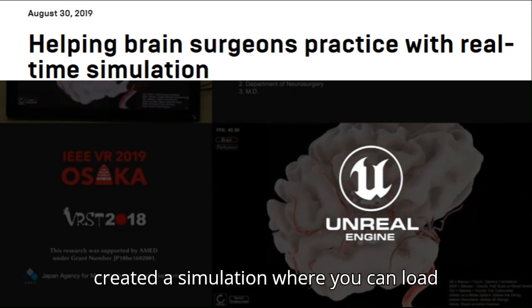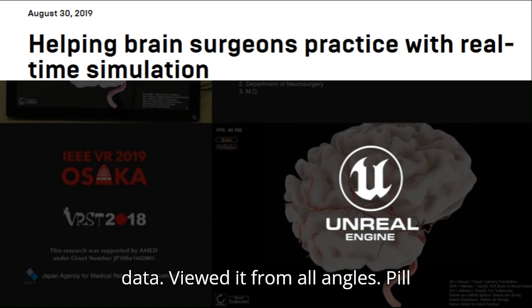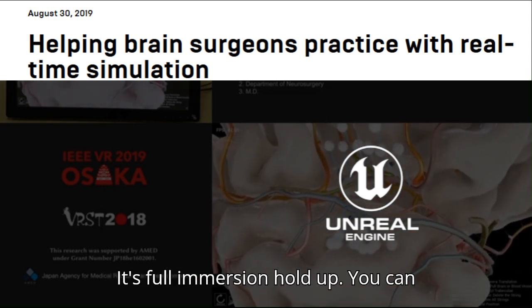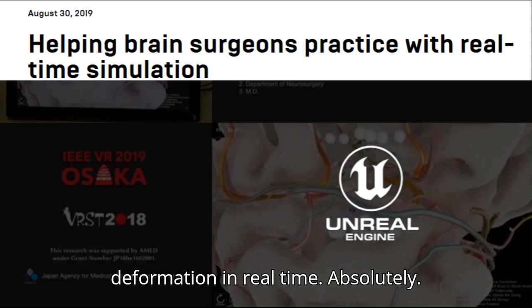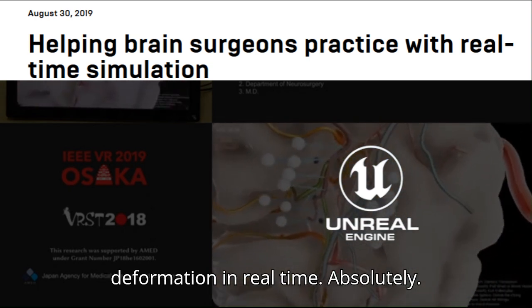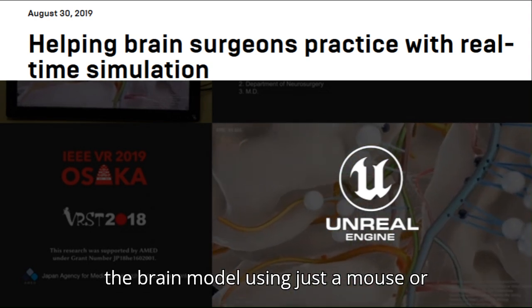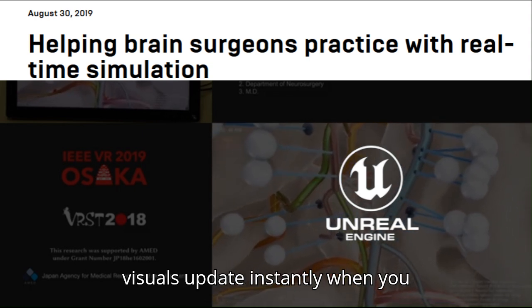Seo's team created a simulation where you can load patient-specific MRI and 3D RA data, view it from all angles, peel apart the sulci, make lumps transparent. It's full immersion. Hold up. You can actually pull on the vessels and see the deformation in real time? Absolutely. The simulation lets users interact with the brain model using just a mouse or multi-touch. No coding needed. The visuals update instantly when you interact.